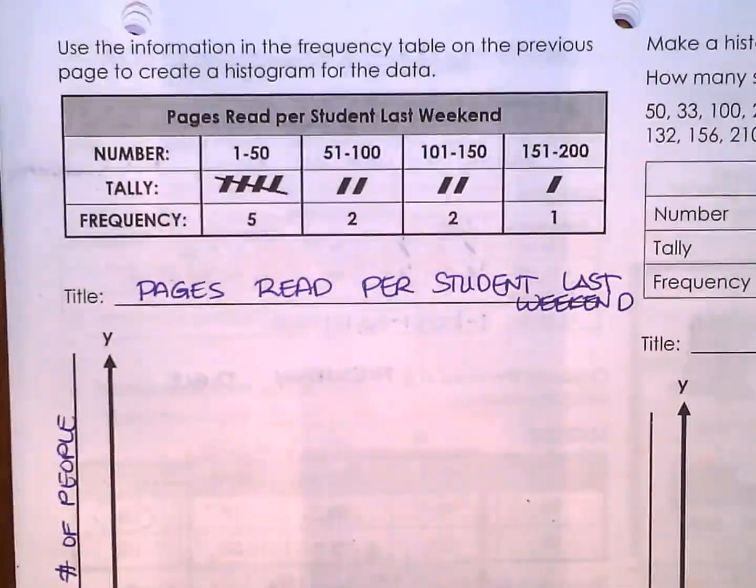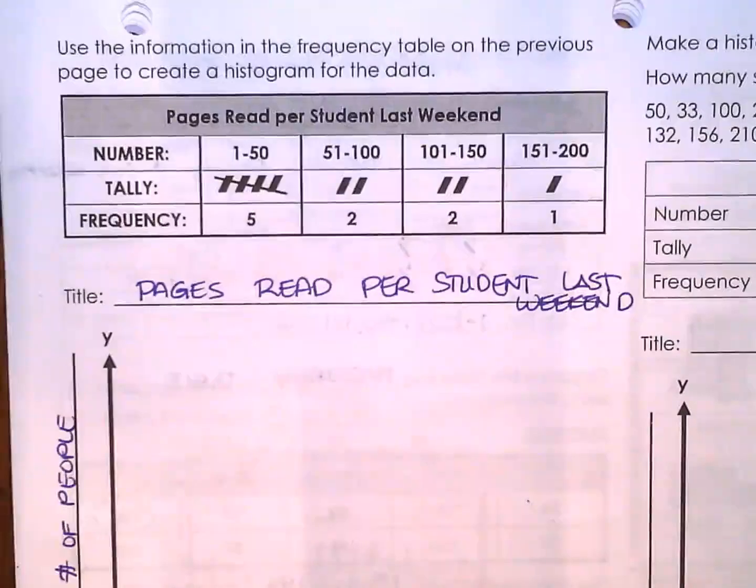So we're going to now put our intervals. We're going to do 1 to 50 to here. And the next one, we need 4 different intervals. So this is from 1 to 50. We're going to label them 51 to 100, 101 to 150, 151 to 200. All right.